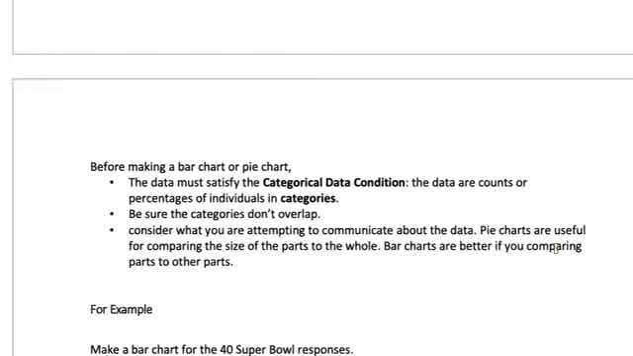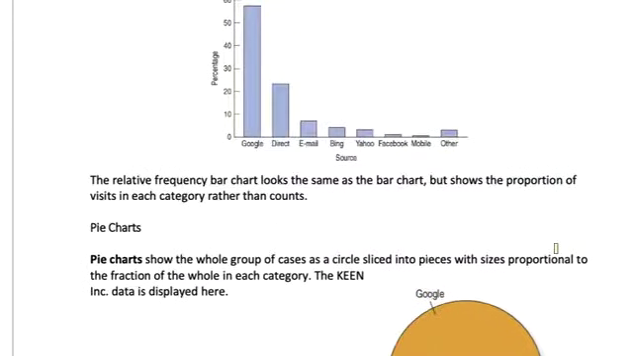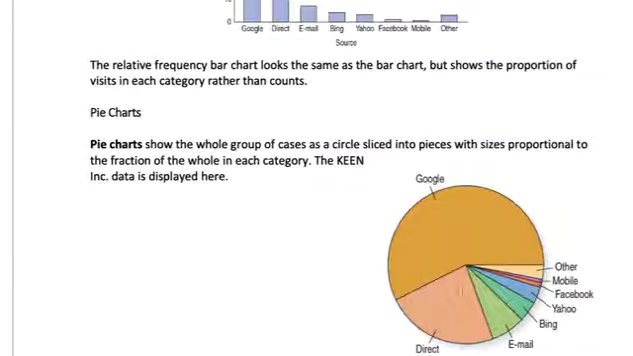And again, we're talking about categorical data here, so you want to have categories, and you also want to make sure that your categories don't overlap. So each visit in this case is only going to fall into one of these categories.